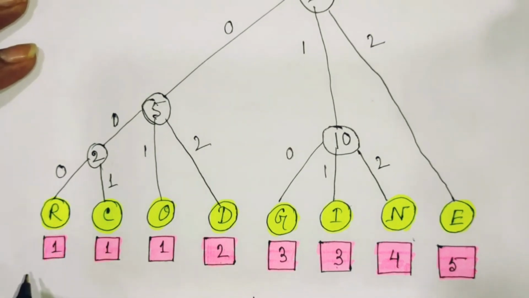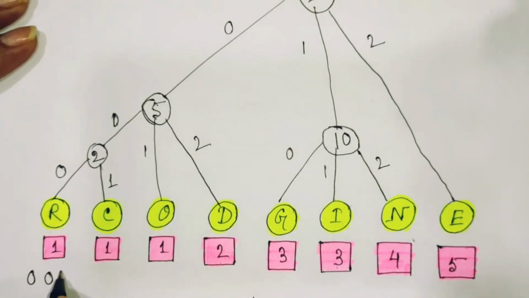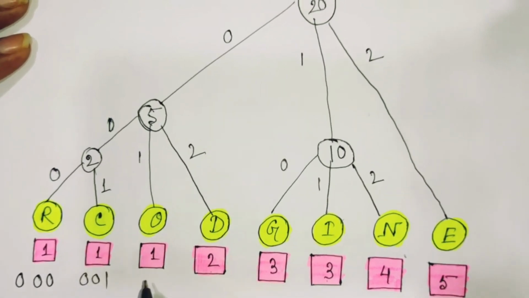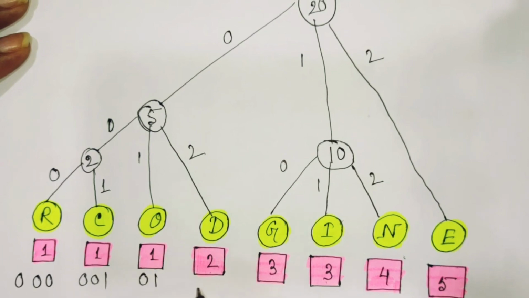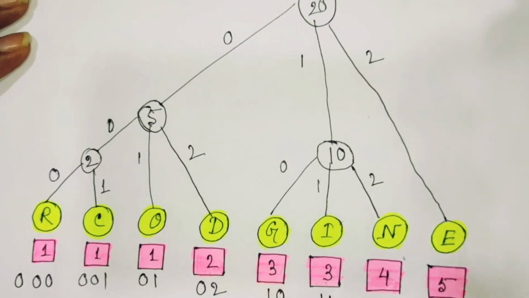So for R the prefix code is 000. For C it is 001. For O it is 01. For D it is 02. For G it is 10. For I it is 11. For N it is 12. And for E it is only 2.